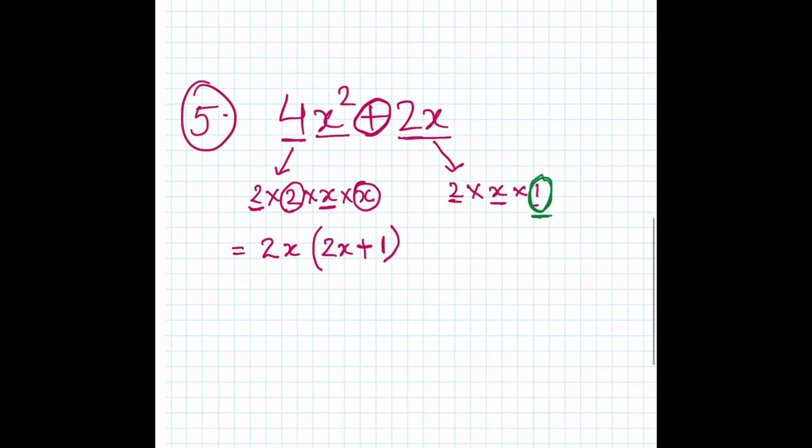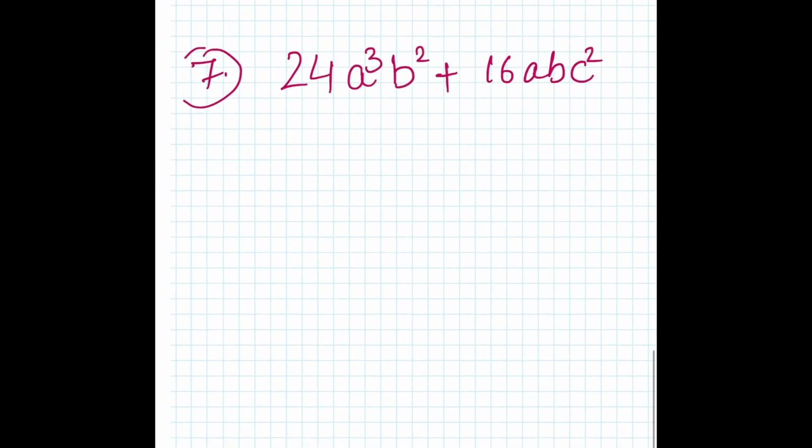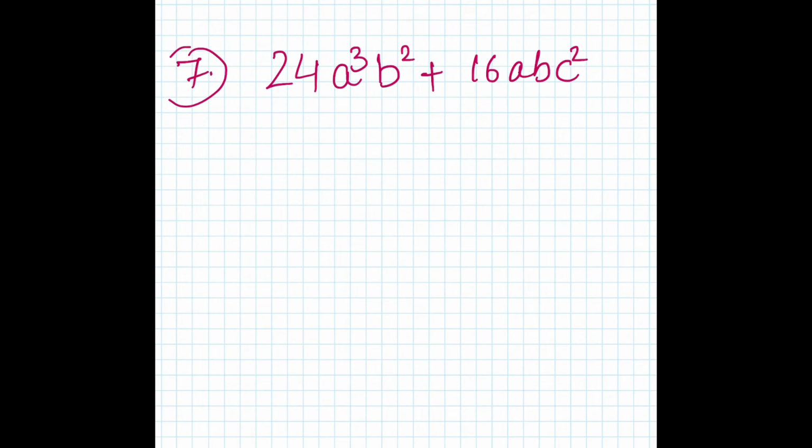All right, let's do another question. So that is 24a cube b squared, 16abc squared. All right, so we have 24 and 16. When I look at 24 and 16, I know both these numbers come in the timetable of 8. So 24 can be written as 8 times 3, and 16 can be written as 8 times 2.